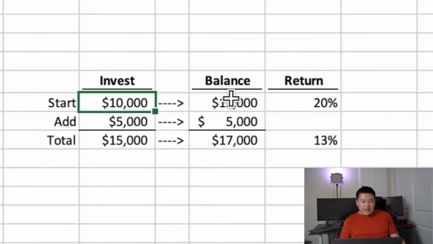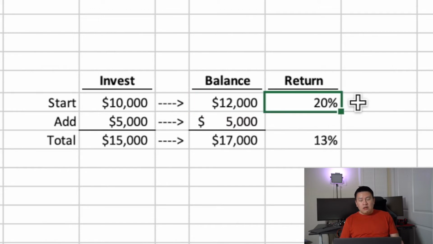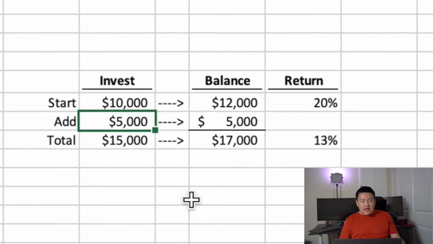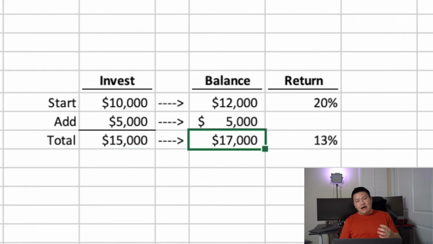Let's say you started off with $10,000 in your portfolio and you increase this portfolio to $12,000. Based on that simple formula, you would have a return on your portfolio of 20%. Let's say at that point in time, you came up with another $5,000 and you decided to invest another $5,000, for a total investment of $15,000. Since you had already made $2,000, your balance at that point in time would be $17,000. So most people would calculate their return to be 13%.